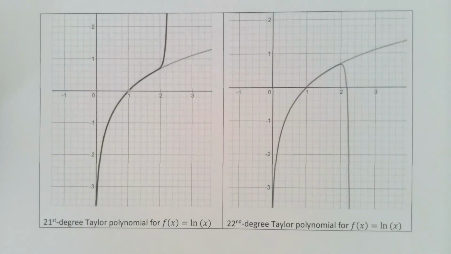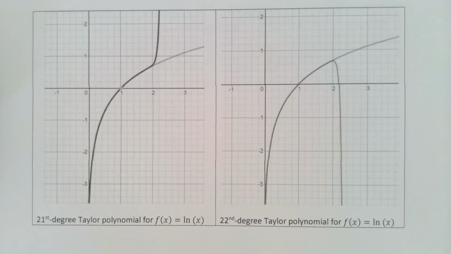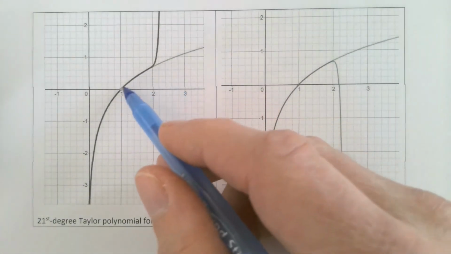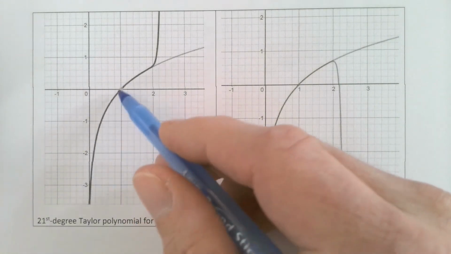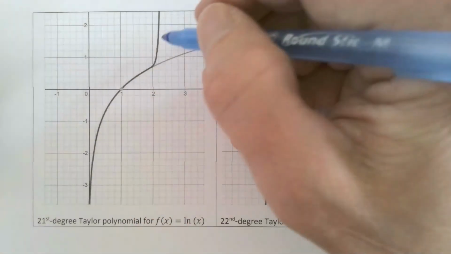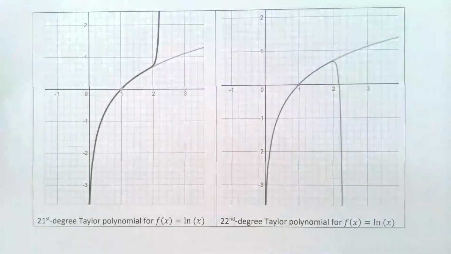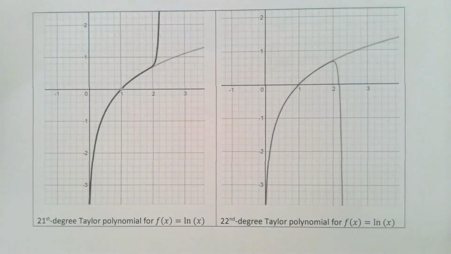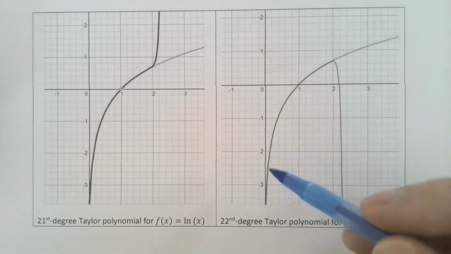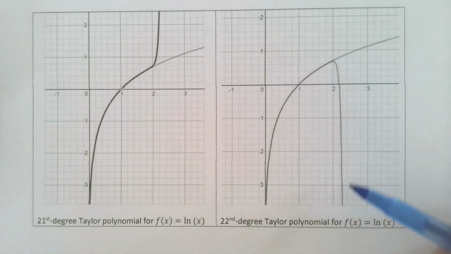So I went ahead and built a 21st degree polynomial for the natural log. That's right, a binomial with the 21st power. And it had great fidelity with the natural log up until we got to x equals 2. And then all of a sudden, the 21st degree polynomial just ran away from the curve. So I tried a 22nd degree Taylor polynomial for natural log. It did the same thing, but this time it ran away in that direction.